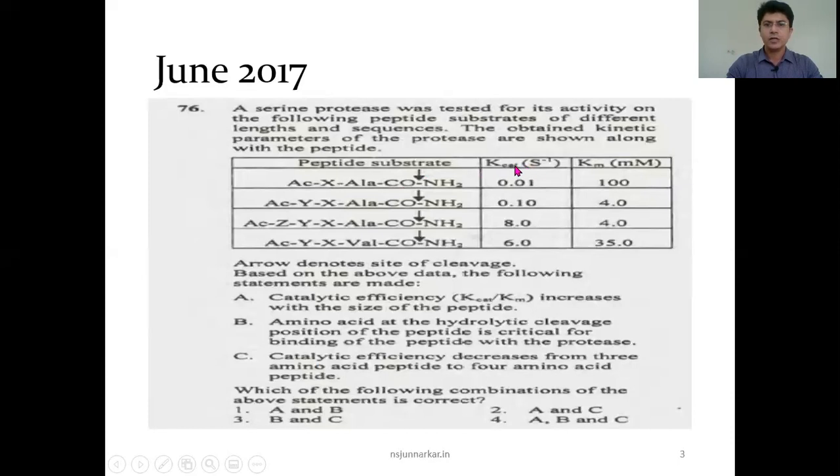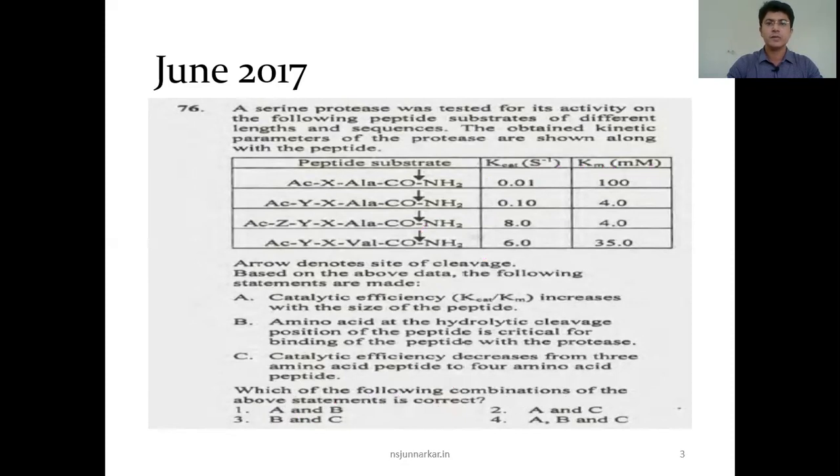And in this column, the kcat and Km values are given, and three statements are given. Out of these three statements, you have to identify which statement is correct, and from the given options which correct combination is there. So you have been asked which of the following combinations of the above statements is correct. You have to have information about the kcat, then Km, what is its significance, then from this data what else you can identify or analyze, that you have to know.